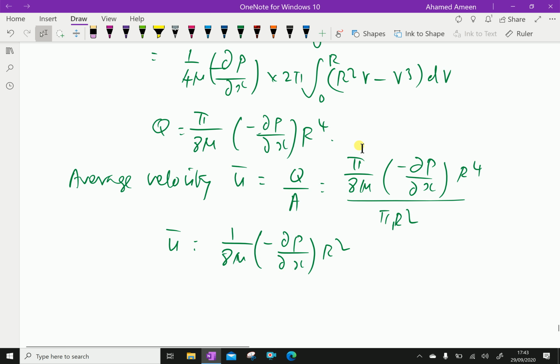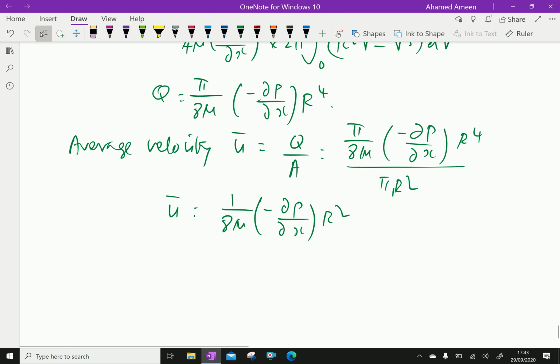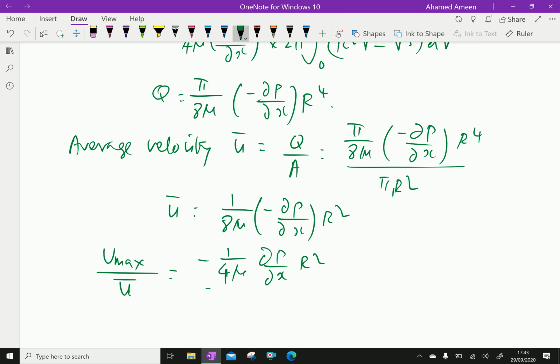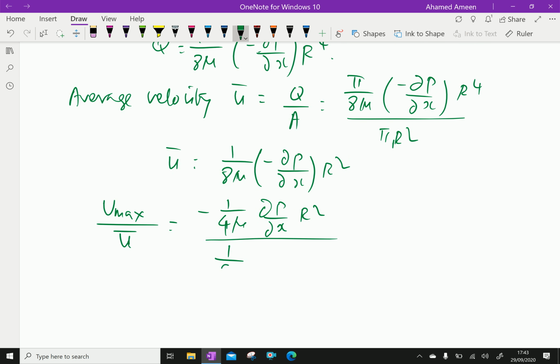Then we'll find the ratio u max by u bar, maximum velocity with average velocity, that is minus 1 by 4 mu dou p by dou x R squared over 1 by 8 mu minus dou p by dou x R squared, which gives 2.